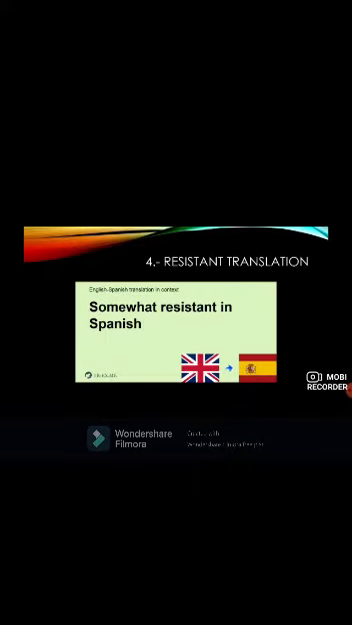Then, resistant translation. In this case, resistant translation is a denial of the power of language and the infinite novelty of expression that empowers every linguistic and textual system. Translation is not a single process, but a set of situation-specific processes.